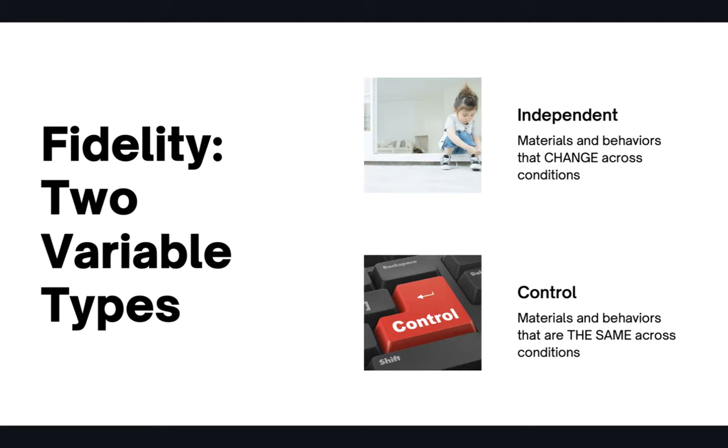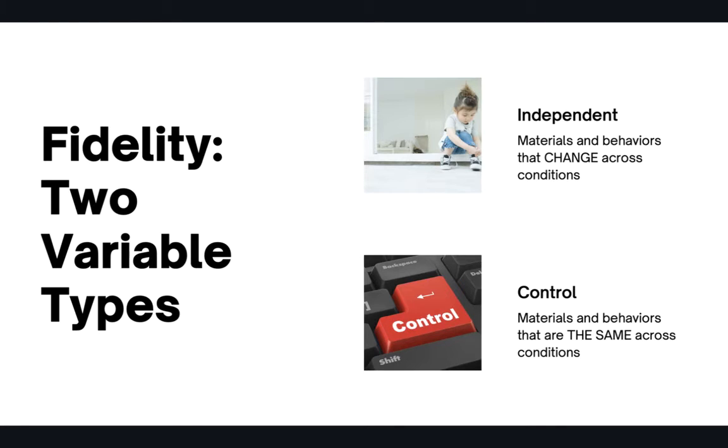So when we think about fidelity, I think it's important to think about 2 variable types. The first is an independent variable, and this is what we typically think of as the components of the intervention. So you're measuring behaviors that you expect to be different across baseline and intervention conditions, or the 2 intervention conditions if it's a comparison study.